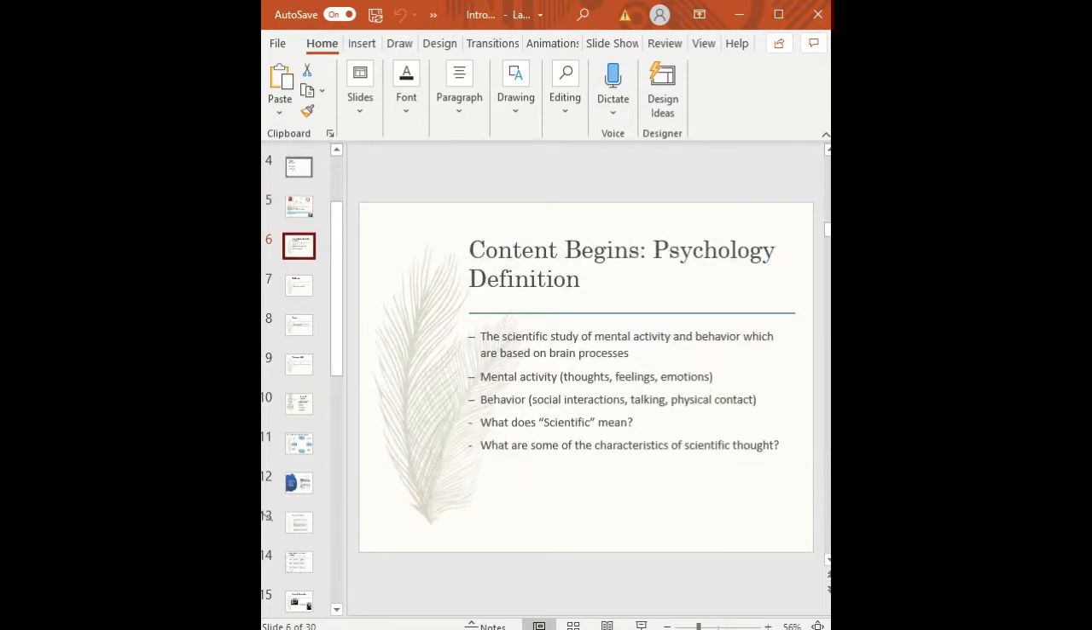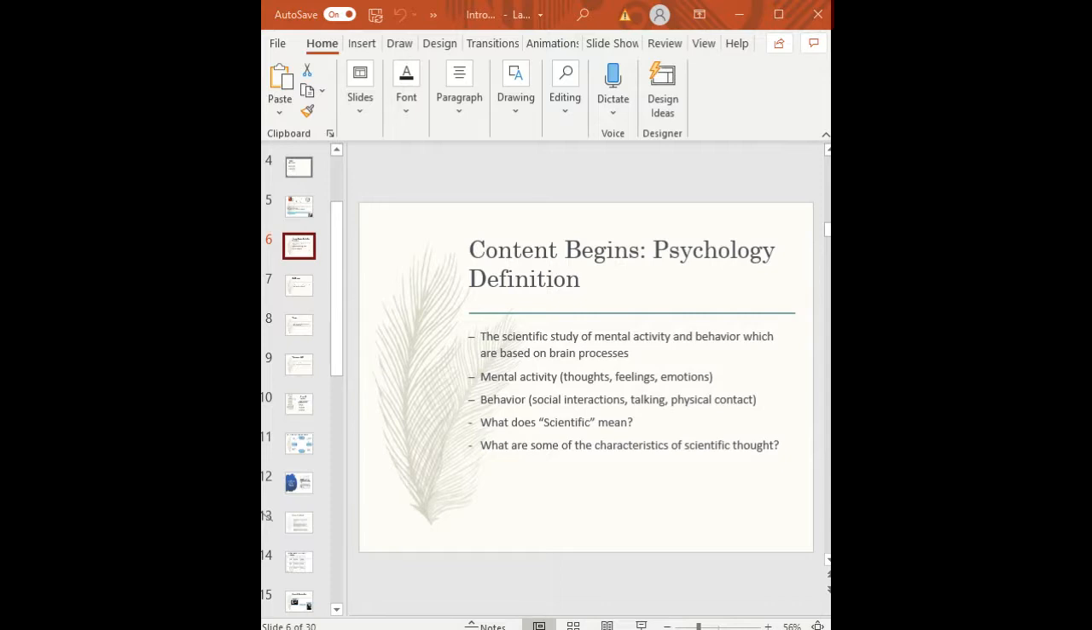Okay. So now we're going to talk a little bit about psychology and the definition of psychology. Psychology is the scientific study of mental activity and behavior. So it's this concept of this mental capacity to think, as well as behavior, often linked with what is going on in the mental activity that we end up using. All of this is based on brain processes. So you have this mental activity which can be thought of as thoughts, feelings, emotions, anything that can't be physically touched and is going on in your body. Then there's behavior: social interactions, talking, physical contact. In that way, these two things come together to form this general definition of psychology.